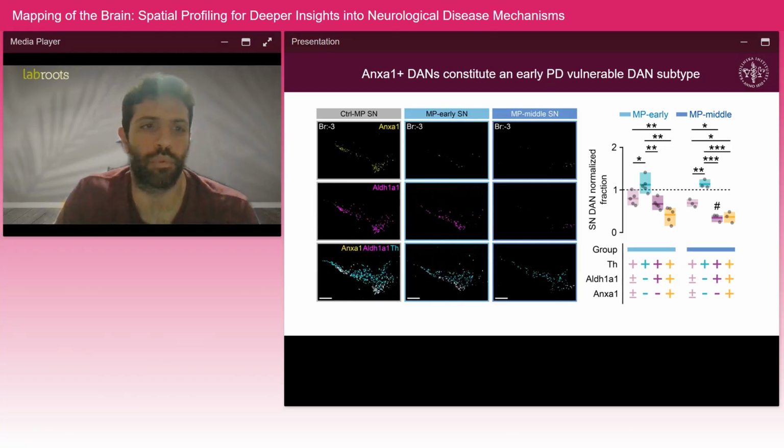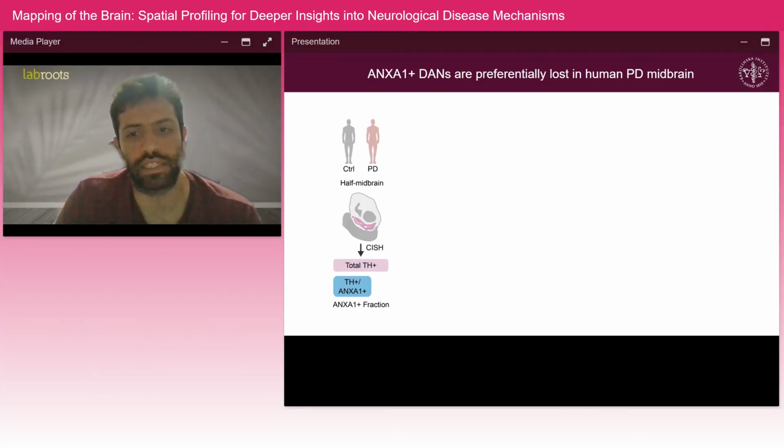And then we compared that with the vulnerability of the total substantia nigra, the major vulnerable cell type, as we knew from conventional Parkinson's disease research. And it seems ANXA1 can be the best vulnerability marker. And then, okay, since we have ANXA1, we try to test it. In mice it looks nice, but is it happening in humans as well?